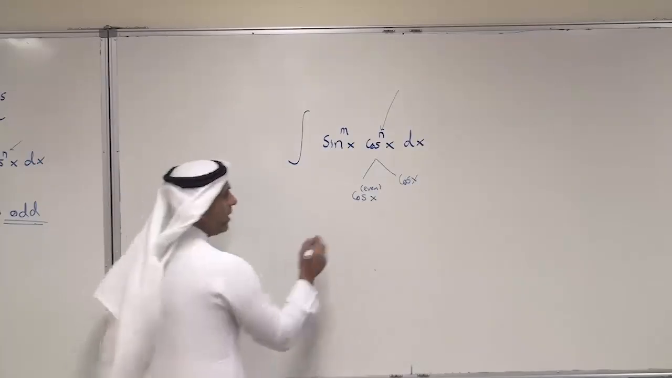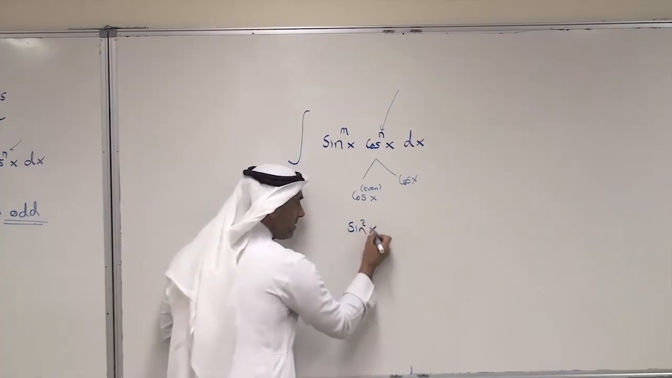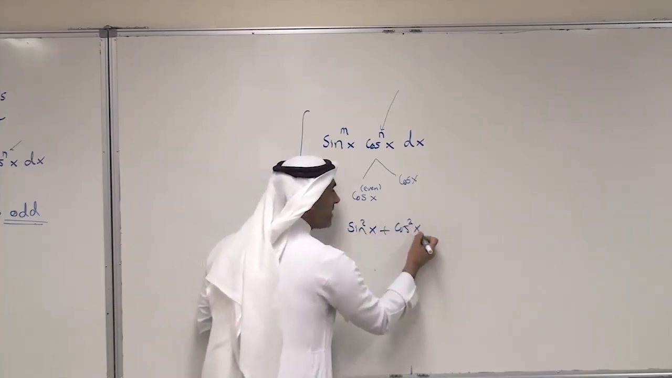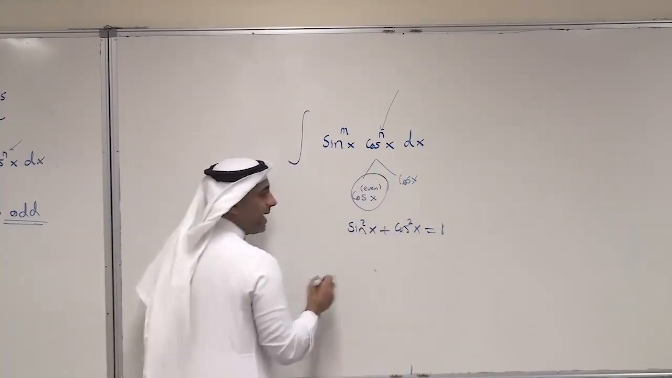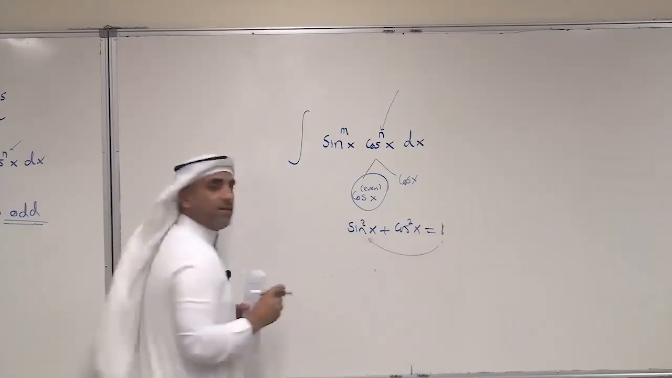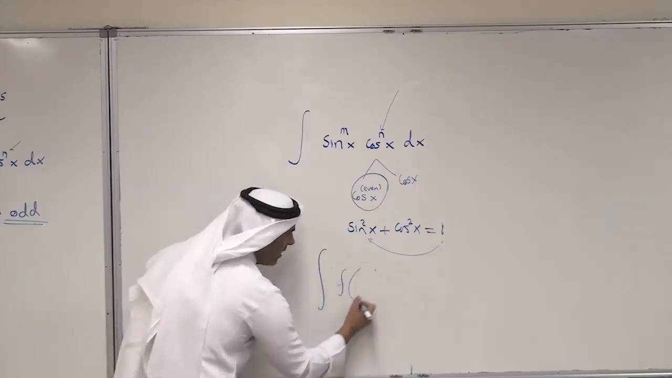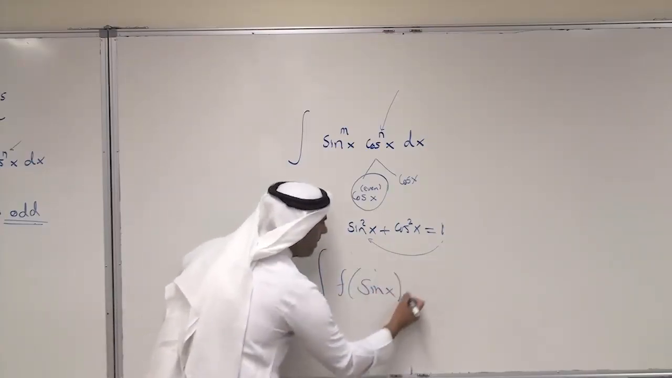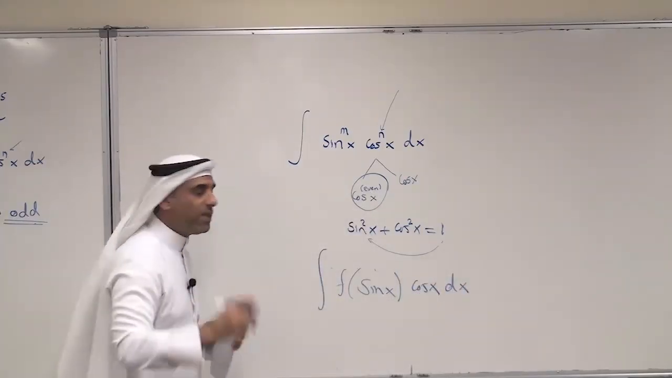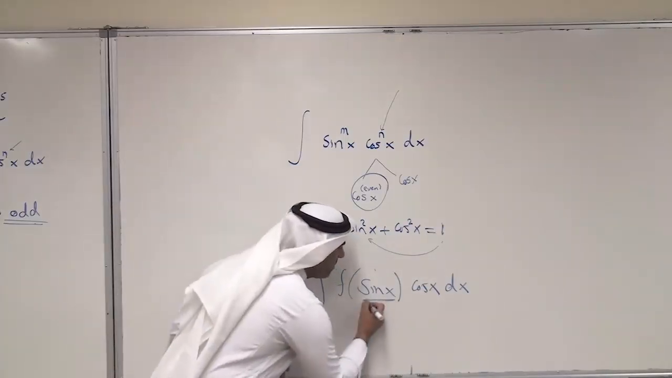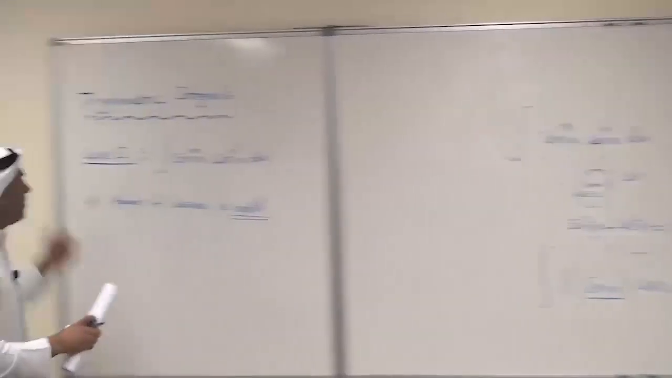Then what should we do? We will use this identity: sine squared of x plus cosine squared of x is equal to 1. So if we have an even power of cosine, I can rewrite it in terms of the sine function. So what do we have at the end? We have the integral involving a function of sine of x multiplied by cosine of x, the one we saved, multiplied by dx. Simply, make sine x equal to u, so we have a function of u multiplied by du.